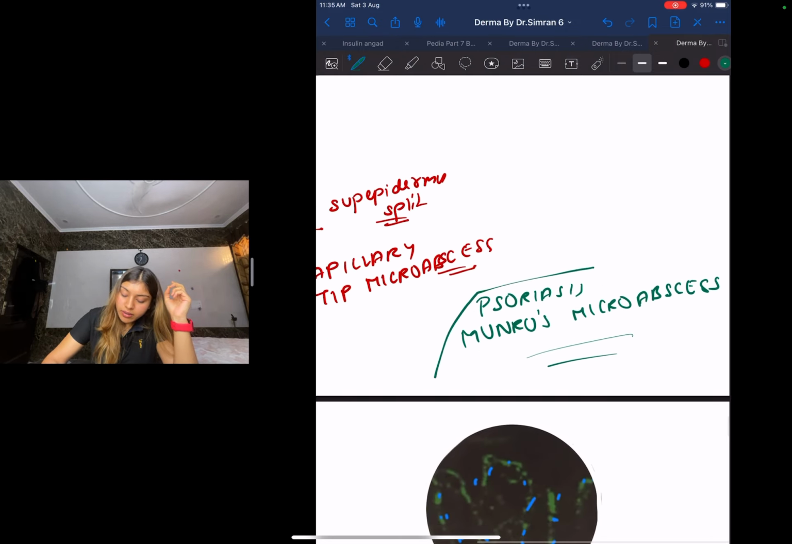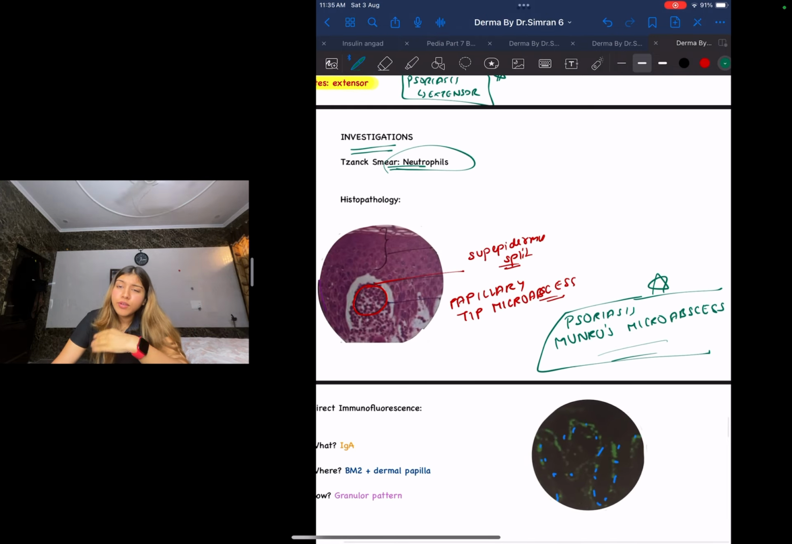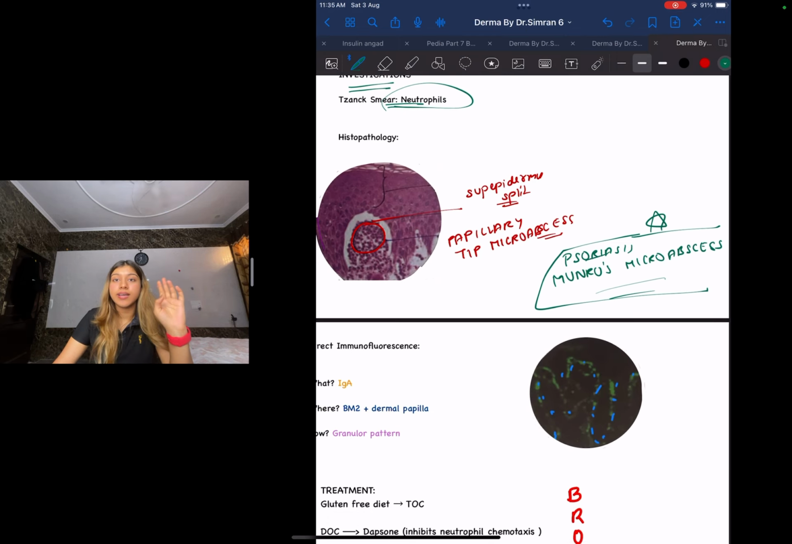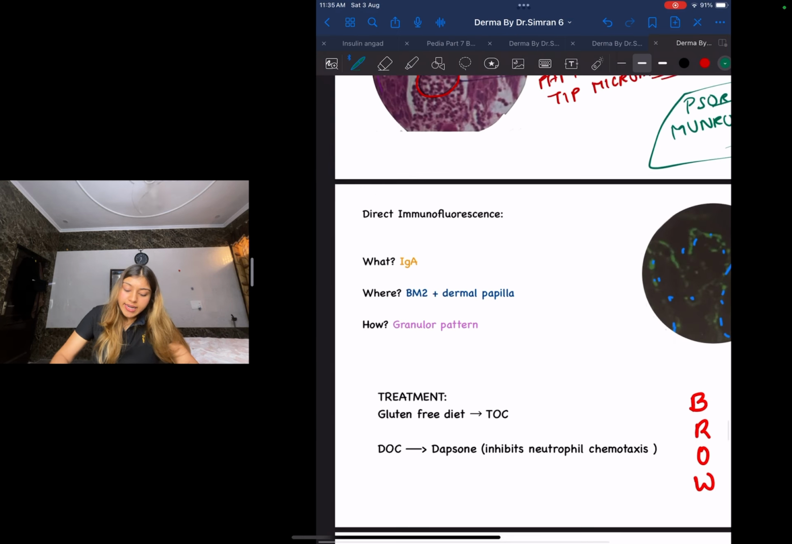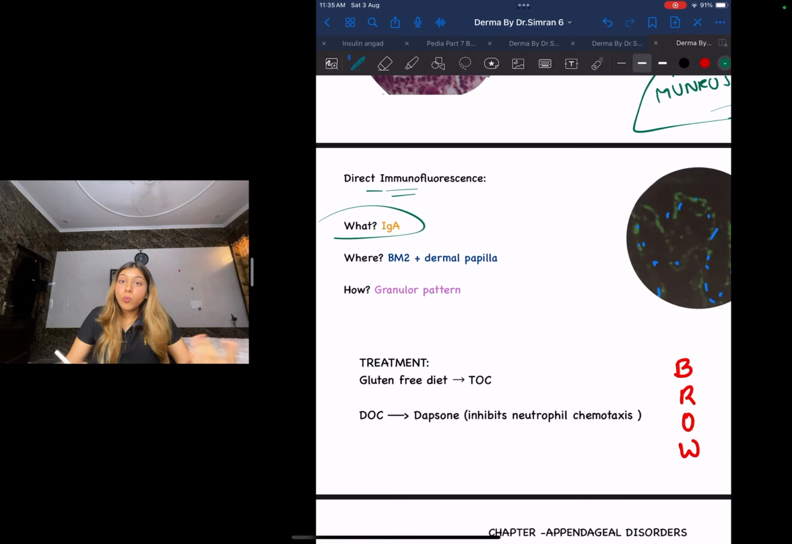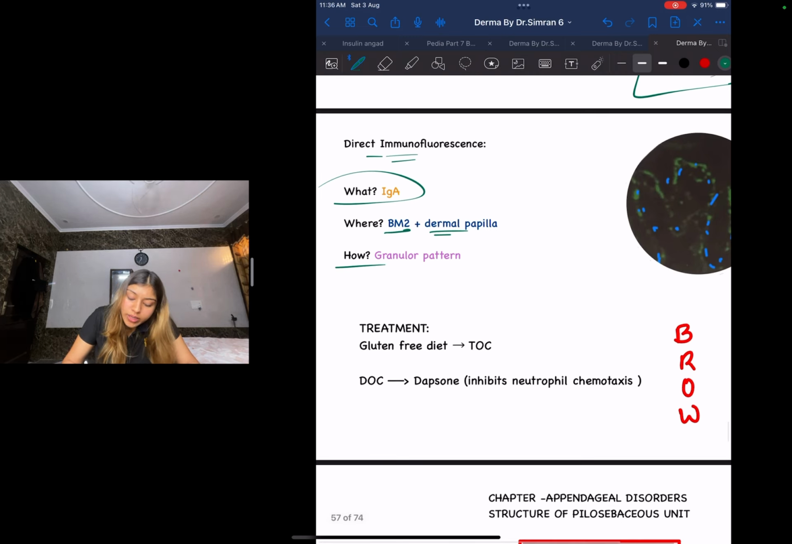Again, such small points, keep on writing them down so that you will not forget. Even if you're revising from top to bottom or whatever way you want, at least it will be like, yes, there was a correlation here as well. Next, guys, let us look at the direct immunofluorescence. What will I get? What are the deposits? IgA. Where is it present? At the basement membrane zone and the dermal papilla. How? What pattern will it give me?